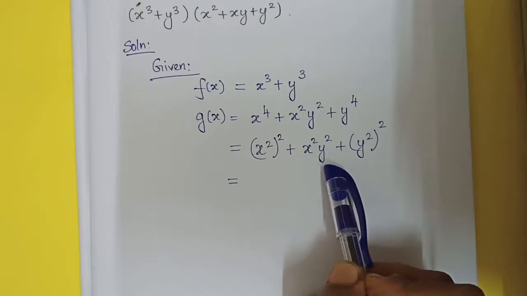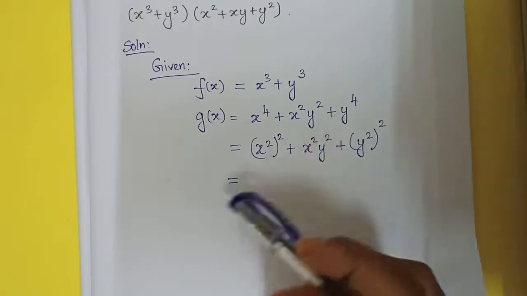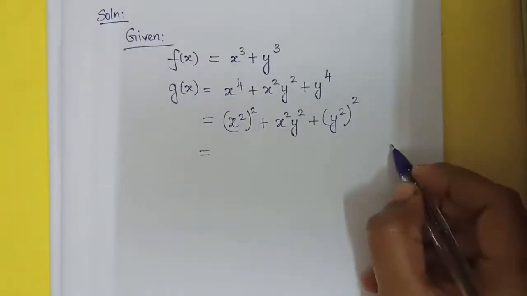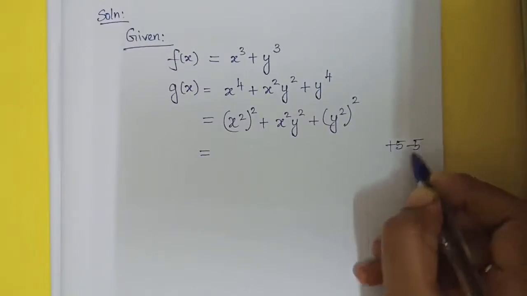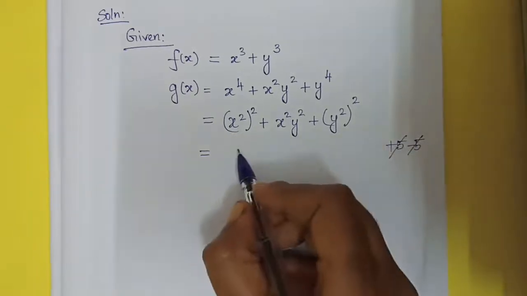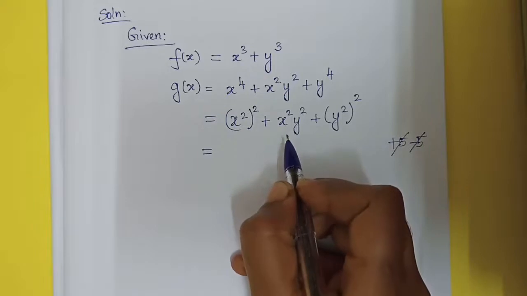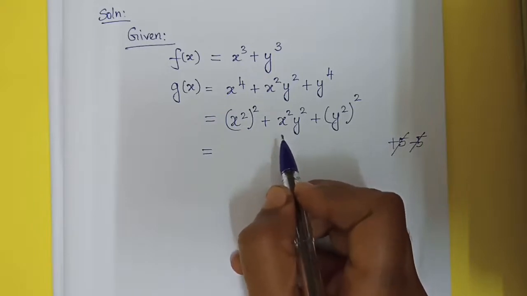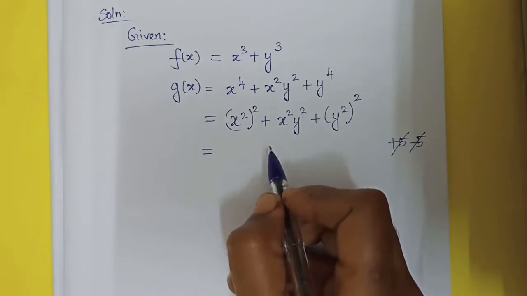Is it possible to add a number without subtracting that? Suppose we add 5, surely we need to subtract 5. Then the value remains unchanged. You got the concept? So here I need one more x square y square. For that purpose, I am adding one x square y square and I am subtracting one x square y square. So the value doesn't change.